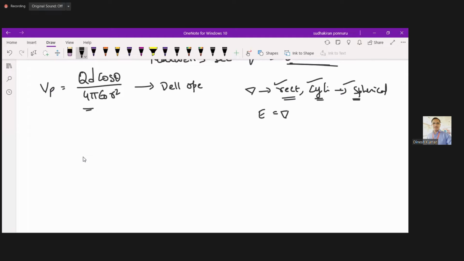As we have got for a dipole, a dipole is nothing but two point charges, minus q and plus q, separated by a distance d.